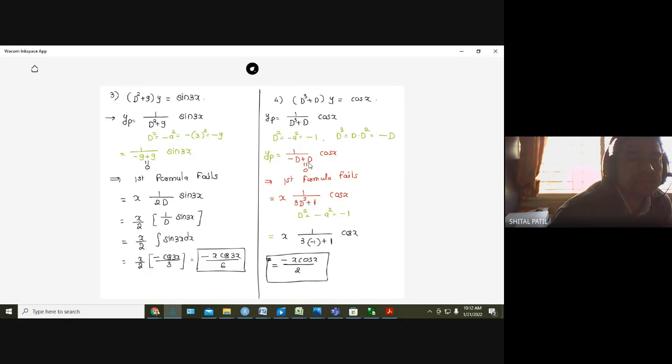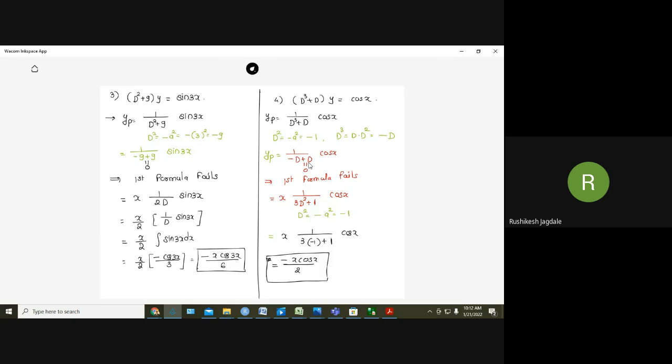Yes. Can we go to the next example? Yes, sir.